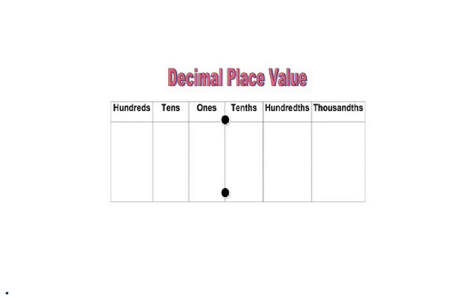Here is a little drawing or model of what place value looks like. So right here in this model, this right here is the decimal point, and everything over here is whole numbers, and everything to the right of the decimal are numbers or values less than 1.